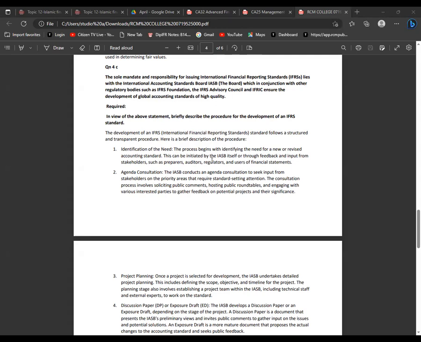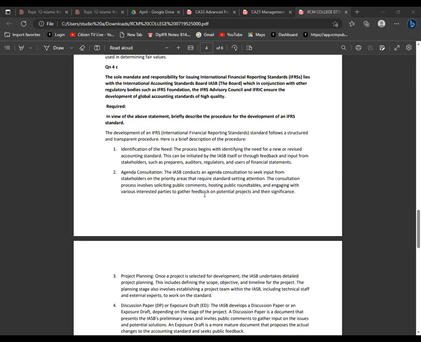And then number two, we go to agenda consultations. The IASB conducts an agenda consultation to seek input from stakeholders on the priority areas that require standard-setting attention. The consultation process involves soliciting public comments, hosting public roundtables, and engaging with various interested parties to gather feedback on potential projects and their significance.